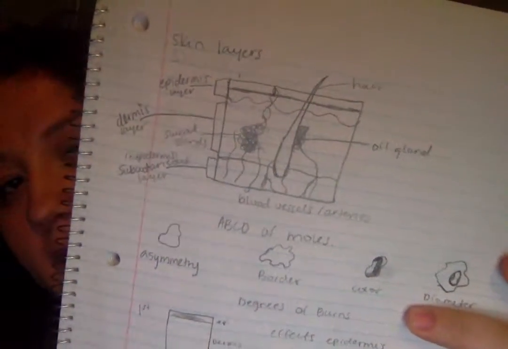So also in the epidermis layer we have our sweat and oil glands, along with our hair follicles, and yeah.